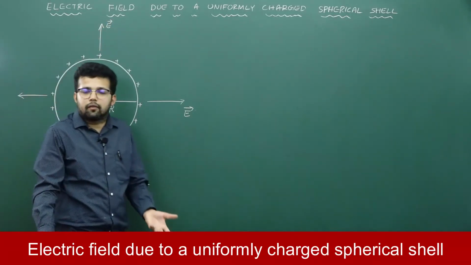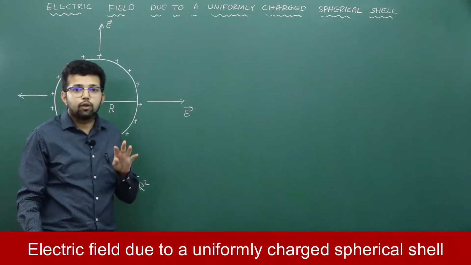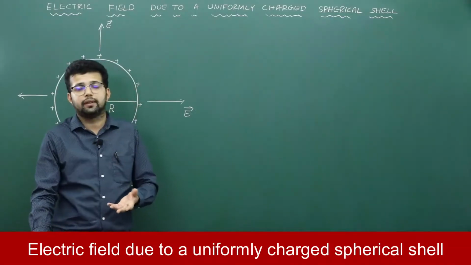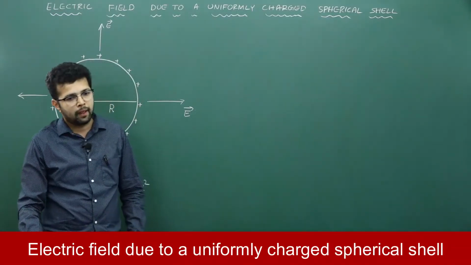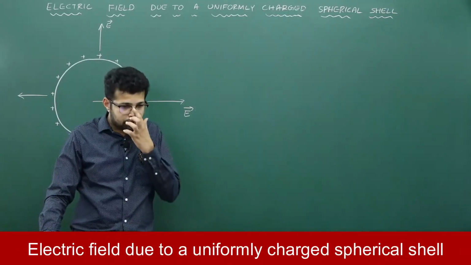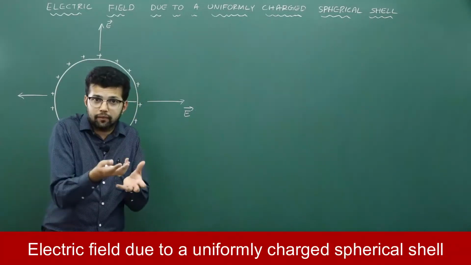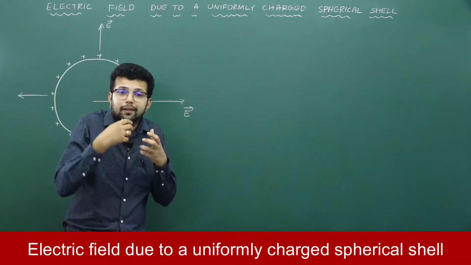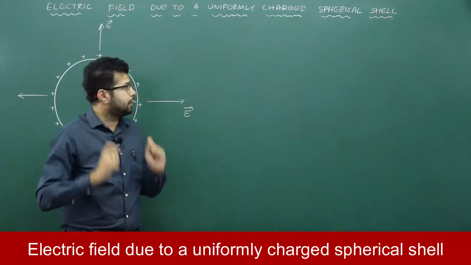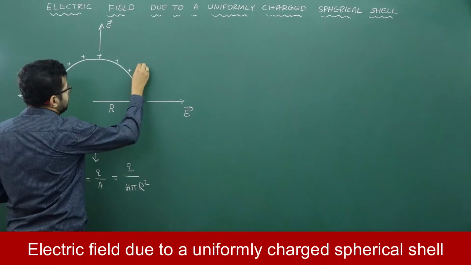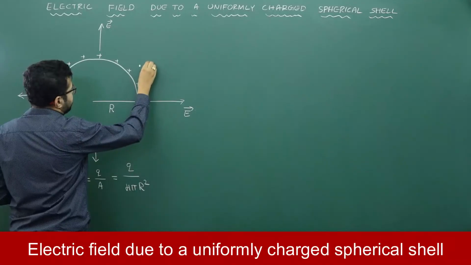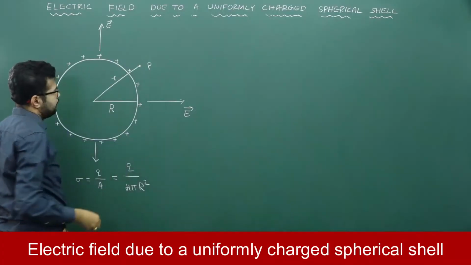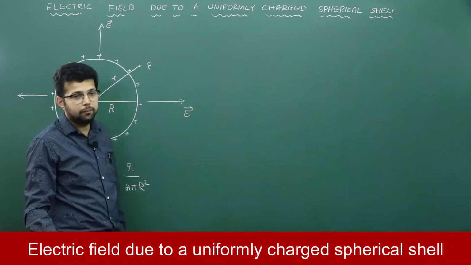Now, I want to calculate electric field. To calculate electric field, I need to consider a point, because we already know that electric field is defined at a point, and we have to use Gauss law. If we use Gauss law, we should consider a Gaussian surface, a closed surface, such that the surface passes through the point where we are calculating electric field. Say this is the point P, situated at a radial distance r from the center of the spherical shell.